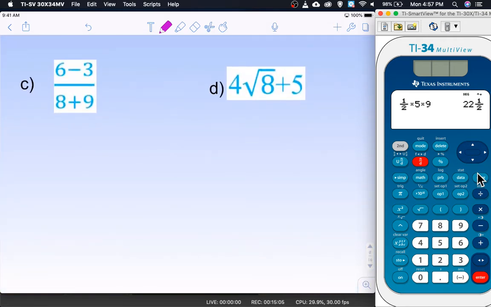Okay, here are two for you to try. Go ahead and pause the video. Try these two on your own. Feel free to use your calculator if you need to. And when you're ready to go through them together, hit play, and we'll do just that.